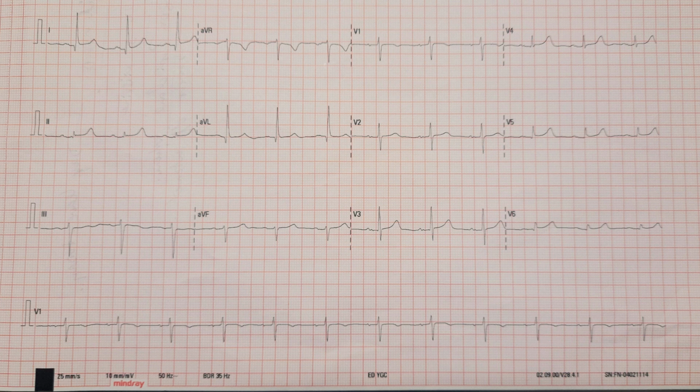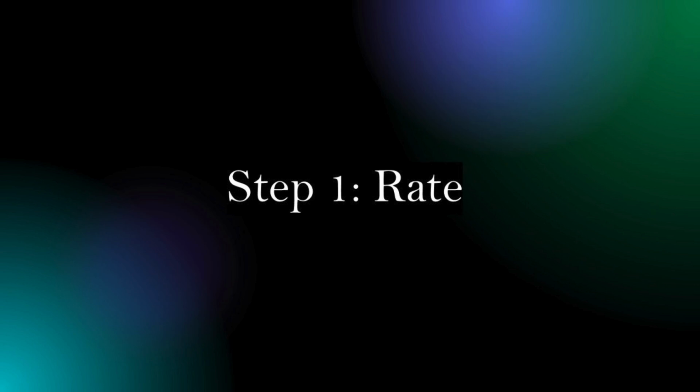Please use the 7-step approach to interpret this ECG. You will have 10 seconds for each step. I will provide the answers after each step so you can compare your findings. Step 1. Determine the heart rate. You have 10 seconds starting now.